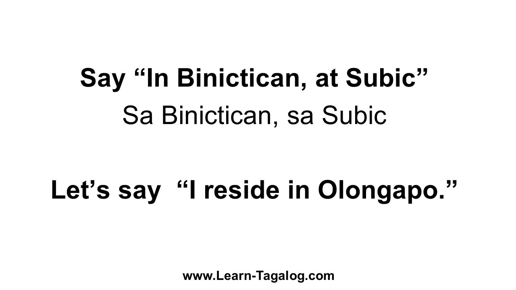Now let's say I reside in Olongapo. Well, we know how to say reside, right? That's Nakatira. We know how to say I, which is ako. So you would say something like Nakatira ako, reside I. How do you use the word in? What's that? Sa, right? Olongapo. Try it.